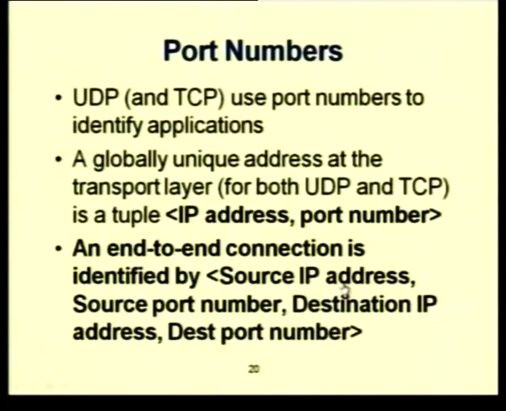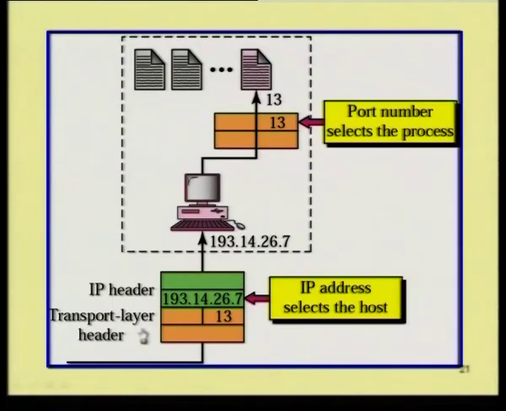The source IP address will have the source network address and the node address. The source port number will specify the application on that particular node. Similarly, the destination IP address will specify the destination network address and the node address, and on that node the destination port number will specify the application. So these four pieces of information are very important, and they are the ones used to specify an end-to-end connection.